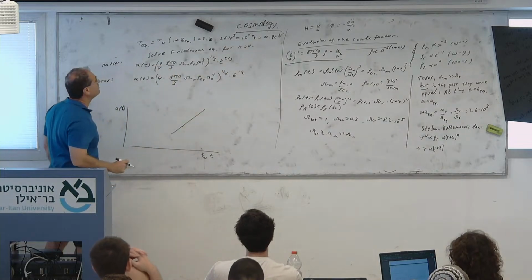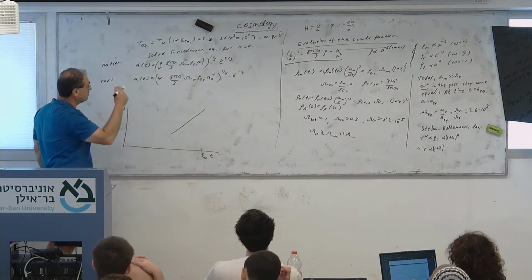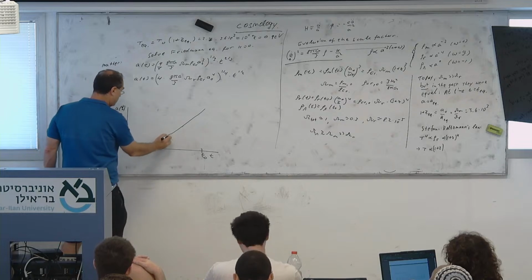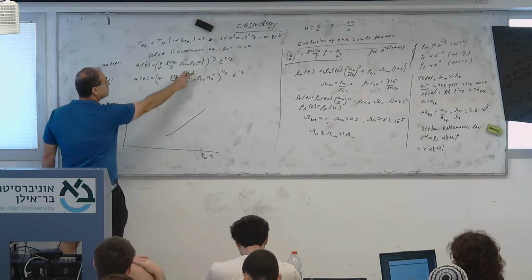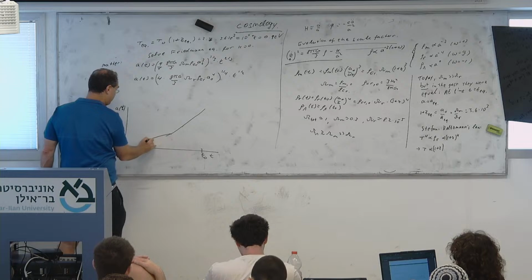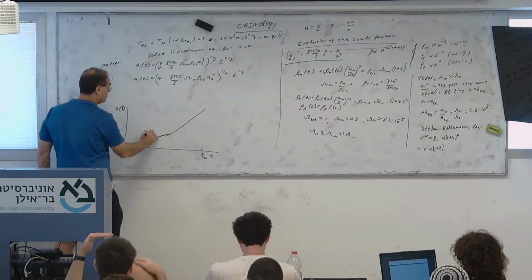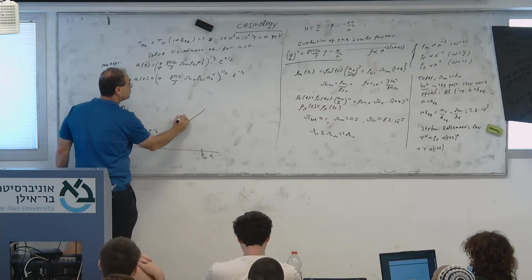And when we reach the equilibration, which is here, at z of roughly 3,600, then it switched to t to the power 1/2, instead of t to the 2/3.